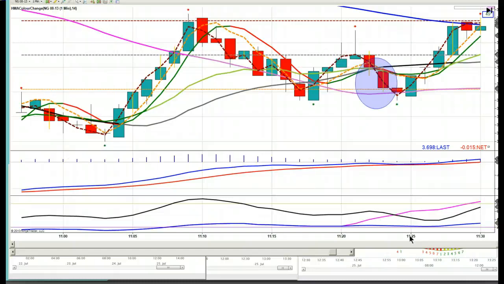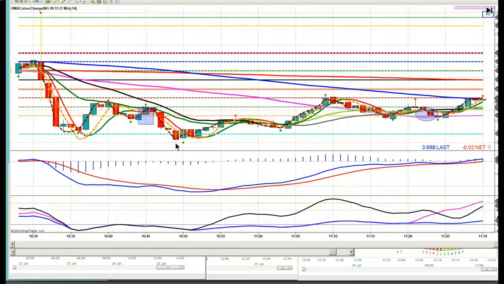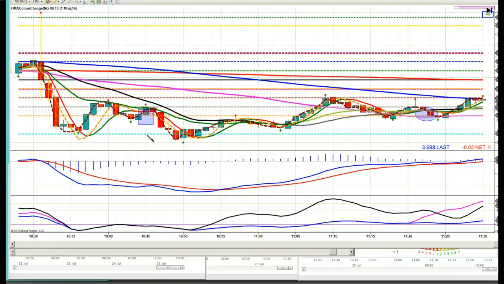So let me give you an example. Here's a good example. It's a trend that really sucks. If you got in here, you just got stopped out. That's not a good time to do the counter trend. Here's a counter trend that's really good. What's the difference between the square and the circle? Who can tell me? Both are counter trends. What's the difference?